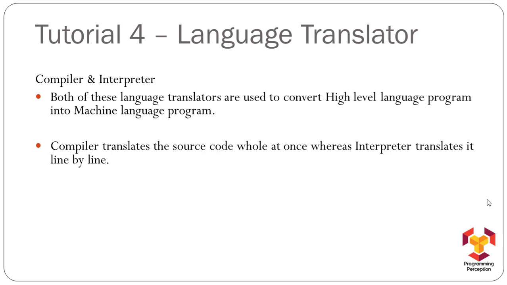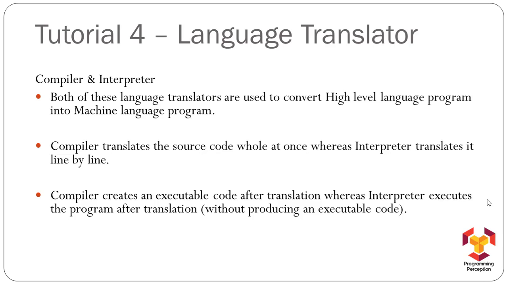Well, that will be the next point. But the interpreter will translate one line at a time. Now there is one more thing that an interpreter does. Compiler creates an executable code after translation, whereas interpreter executes the program after translation. Now, this is a major difference.